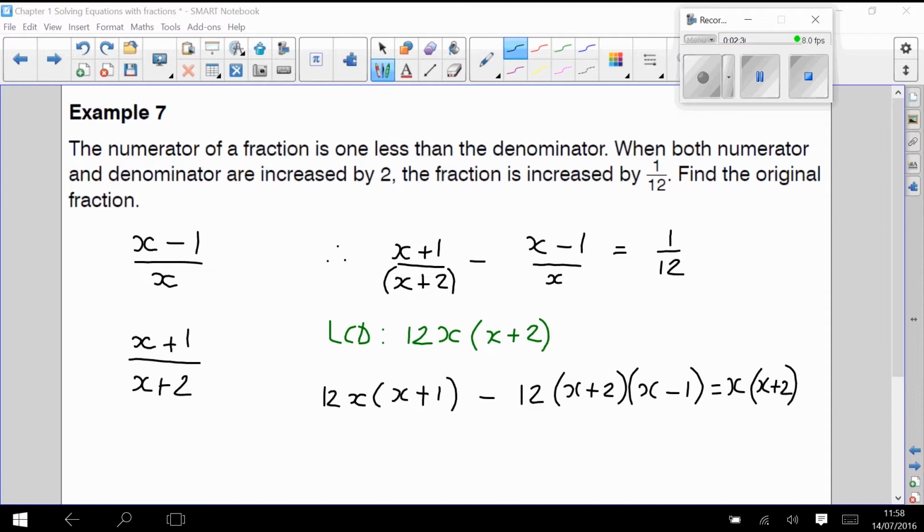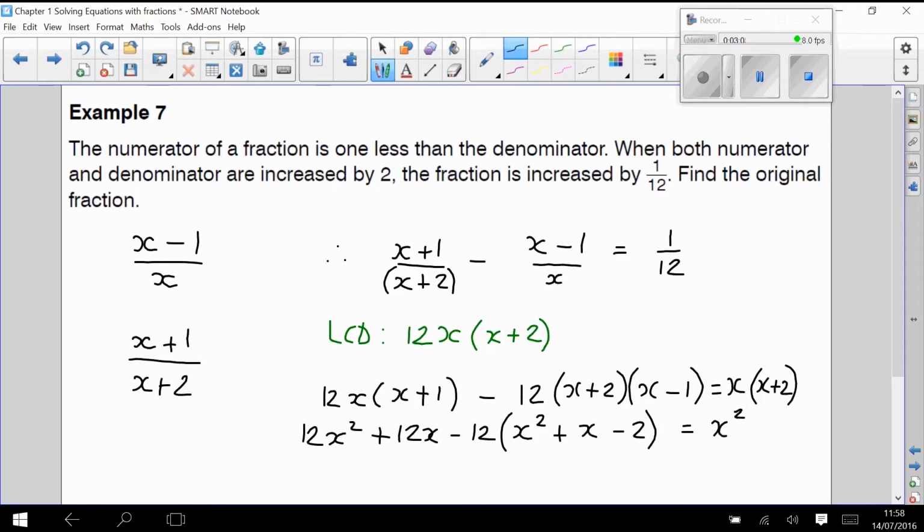In my next step, in order to solve this equation, I need to multiply out my brackets. My first term would then be 12x squared plus 12x. The second term needs to have the brackets multiplied out first and then times by minus 12. And just to remind you of this process, I'm going to do it in 2 steps. So the brackets, when I multiply them out, give me x squared plus x minus 2. And then lastly, on the right-hand side, by distributing the x into its bracket, I get x squared plus 2x.